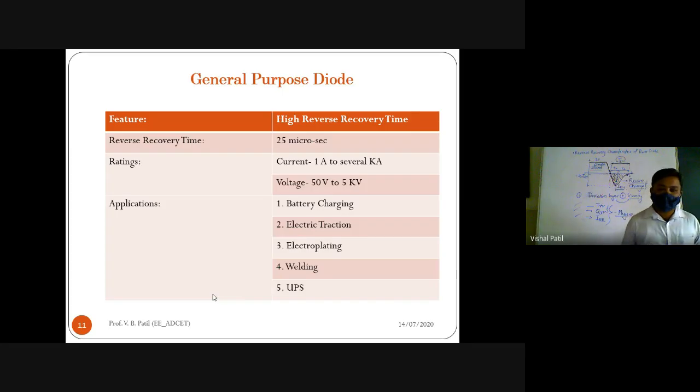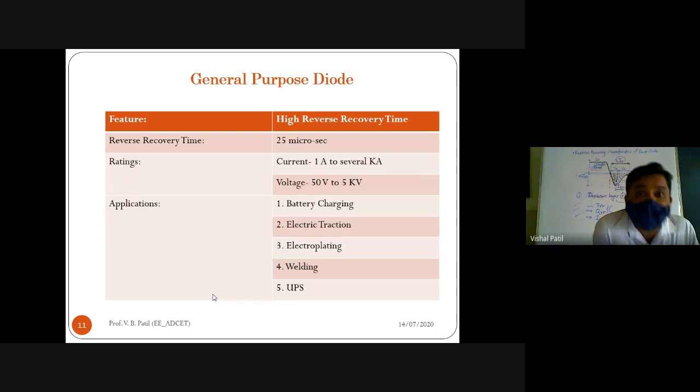Now I have compared these three types of power diodes based on their ratings, applications, and reverse recovery time. So if we talk about general purpose diode, it has reverse recovery time of 25 microseconds, and its ratings are normally 1 ampere to several kiloampere, and voltage ratings are 50 volt to 5 kilovolt. Okay, what are the applications of general purpose diode? Battery charging, electric traction, electroplating, welding, and UPS. For these applications, general purpose diodes are used.